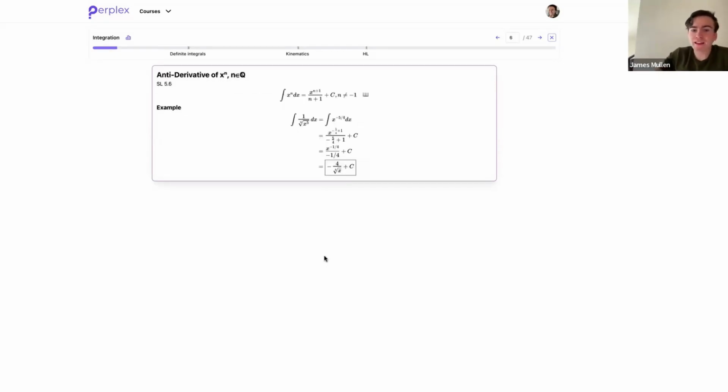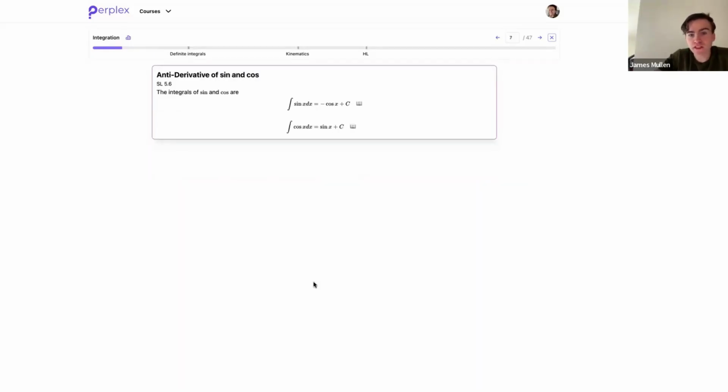More antiderivatives. Again, the IB decided to distinguish between the power rule for integers and the power rule for rational numbers. It's the same thing, but now you can apply it for square roots and slightly more complicated powers of x as well. Now, integrals of sine and cosine.